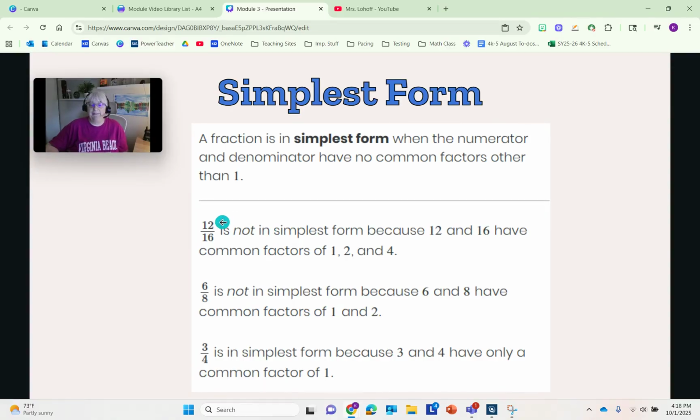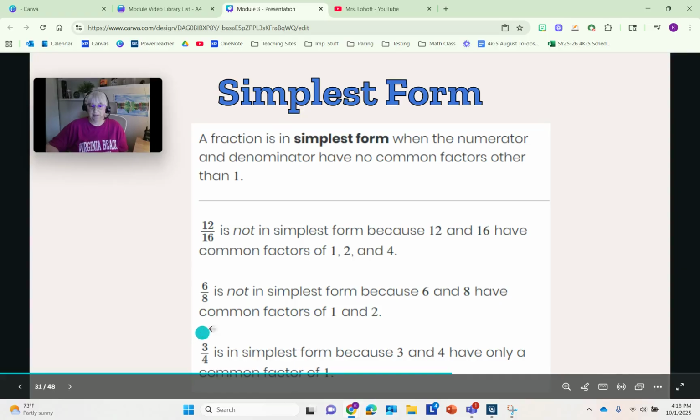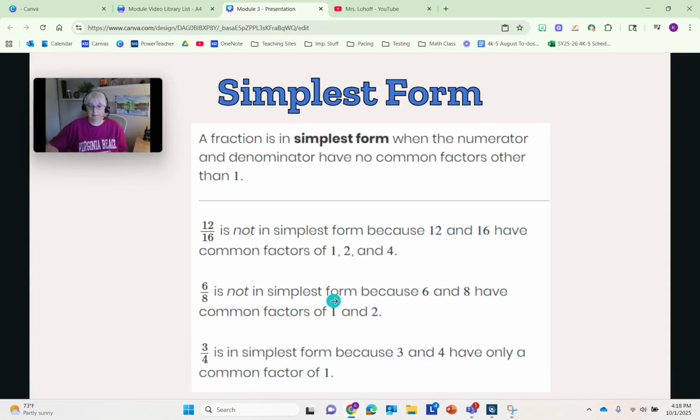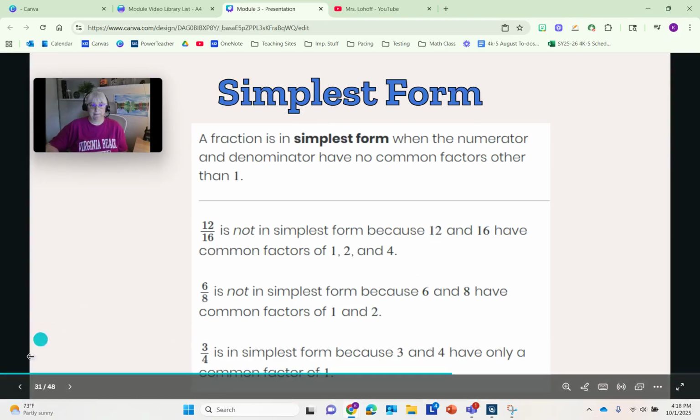If I were to divide the numerator and the denominator by 2, I get 6/8. But this is still not the simplest form because 6 and 8 also have common factors of 1 and 2. So if I divide both 6, the numerator, by 2, and I divide 8, the denominator, by 2, I get the fraction 3/4. Now 3 and 4 only have a common factor of 1. Now that is simplest form.